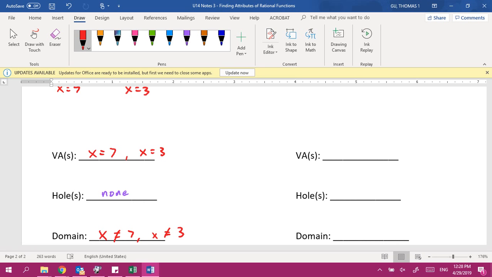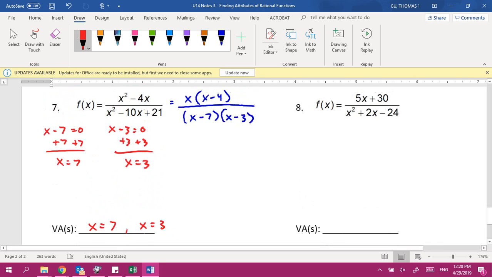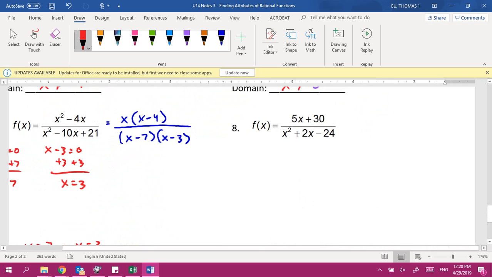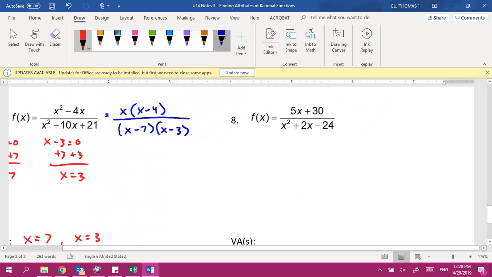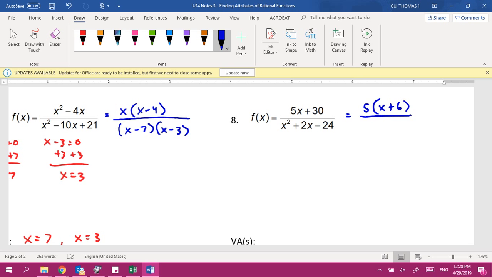Let's go to the last one then. Number 8. Let's factor it out. How do I factor the top out? You can factor out a 5. What's left? x plus 6. Over, and if we do the x box on the bottom, we're going to get x plus 6 times x minus 4. Cancel out what? And what am I left with?